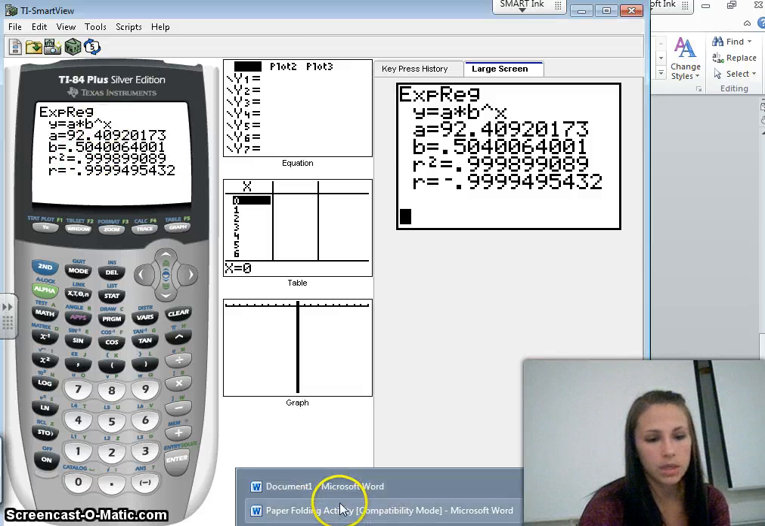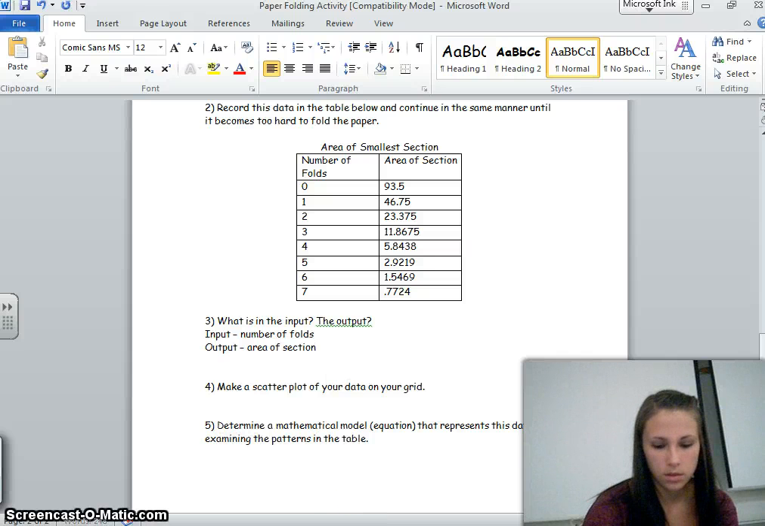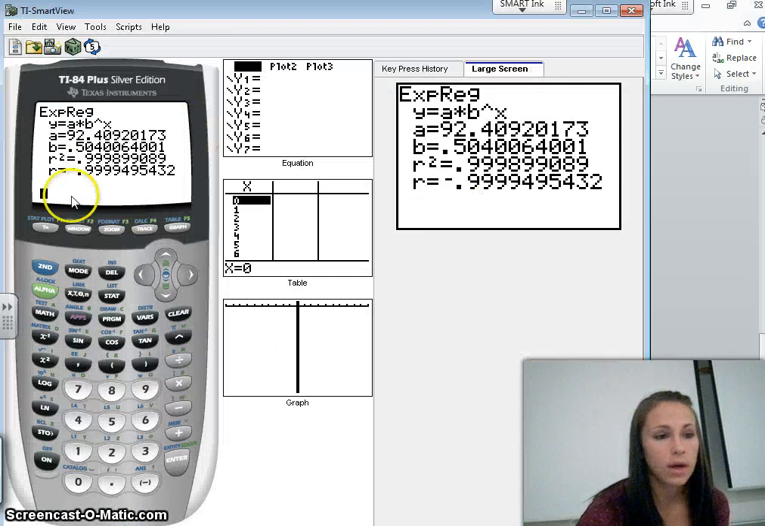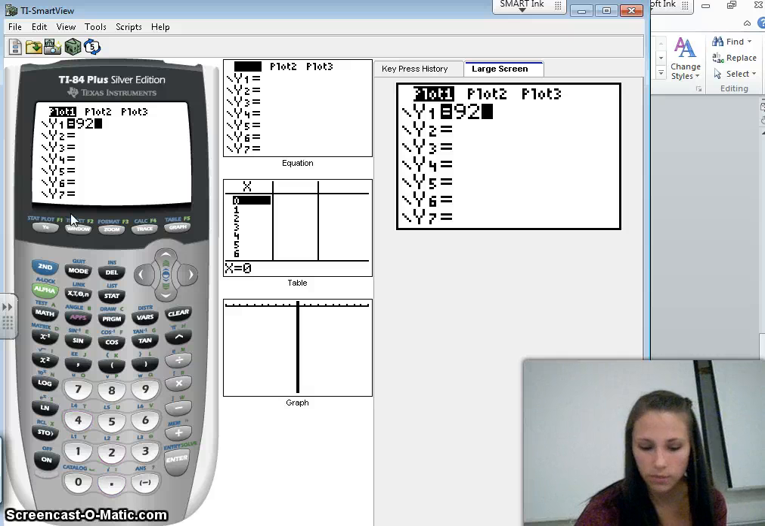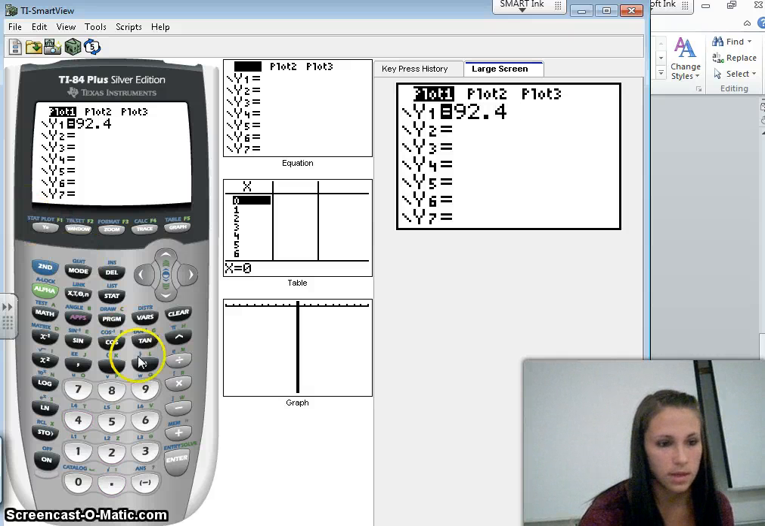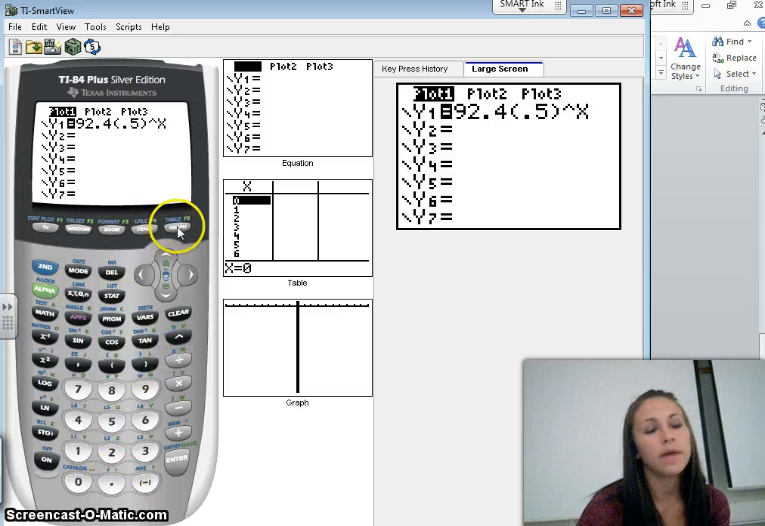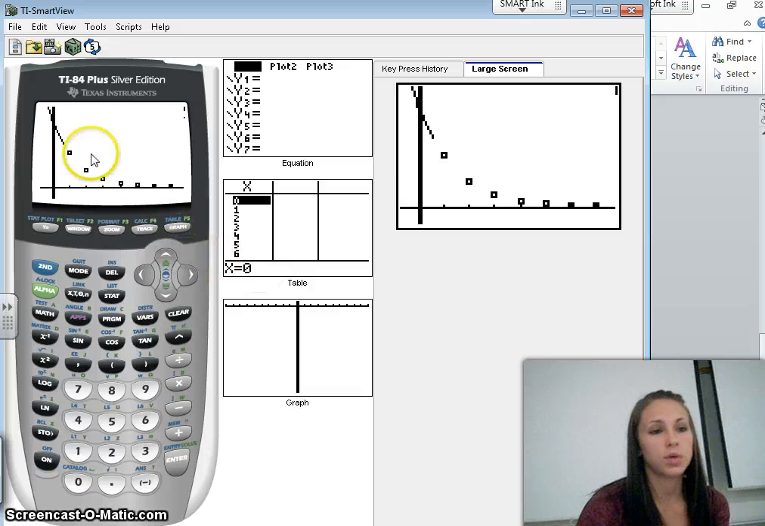So this should be y equals 92.4 times 0.5, and then this is raised to the x. Alright, so there's my model. I'm going to type that into my y equals. So 92.4, and then times 0.5 raised to the x, and that should go through most of those dots pretty well. I rounded it a little bit, but it still looks like it's a pretty good fit. So then that would be my equation for that model.